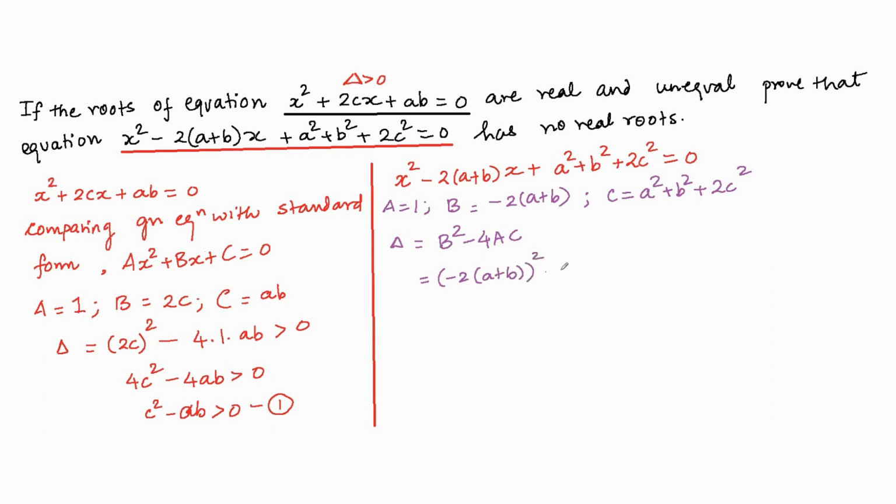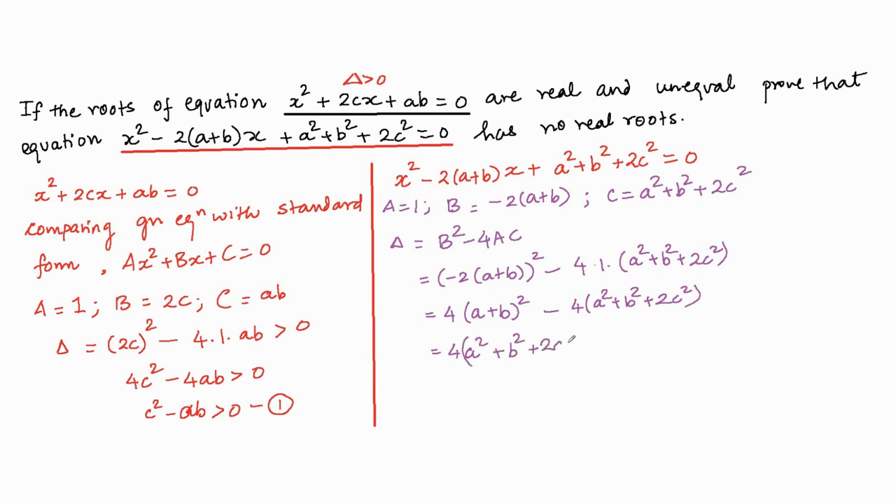which is negative 2 times (a plus b) the whole square minus 4 times a times c, that's a square plus b square plus 2c square. So this is going to be negative 2 the whole square is positive 4 times (a plus b) the whole square minus 4 times (a square plus b square plus 2c square). Let us now open up the bracket. So this is 4 times (a square plus b square plus 2ab) minus 4a square minus 4b square minus 8c square. So this becomes 4a square plus 4b square plus 8ab minus 4a square minus 4b square minus 8c square.